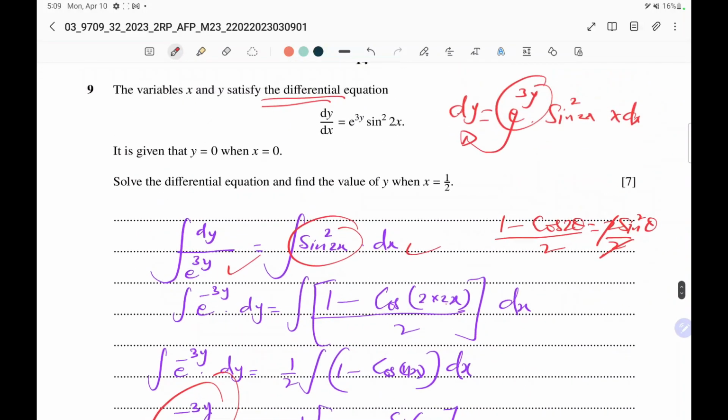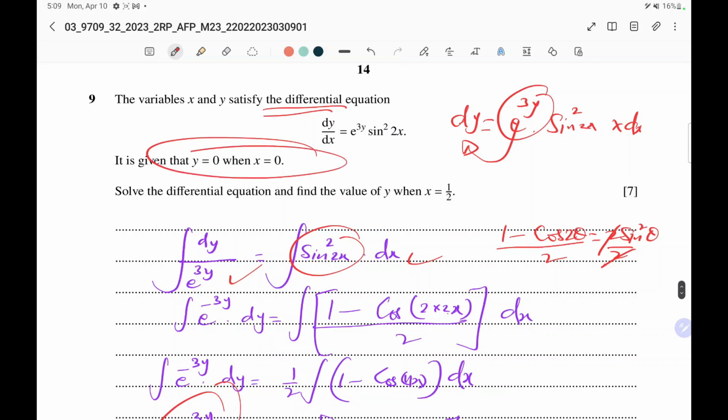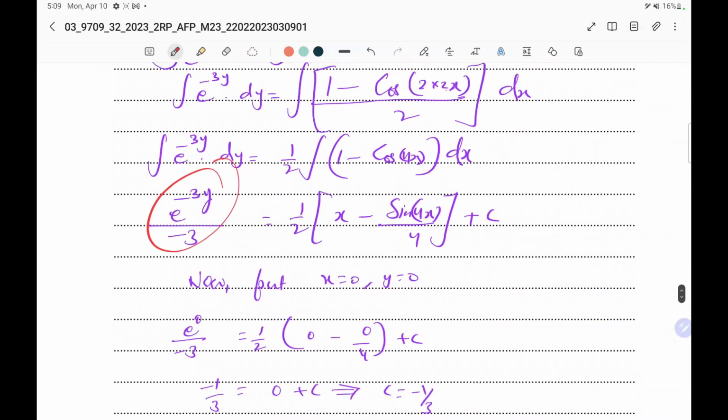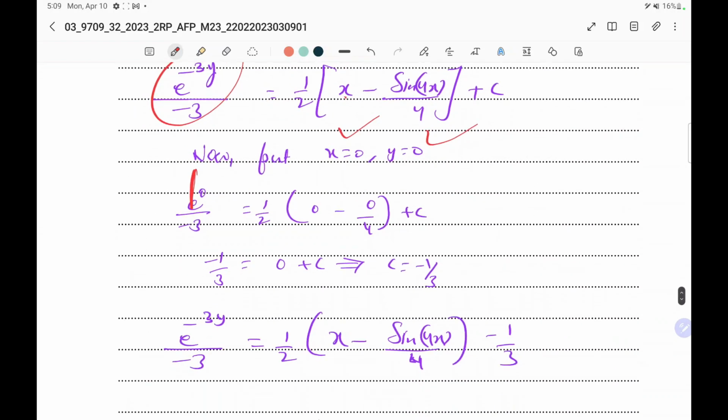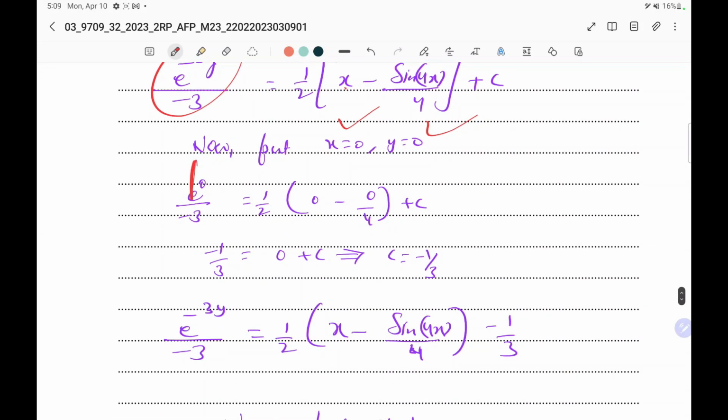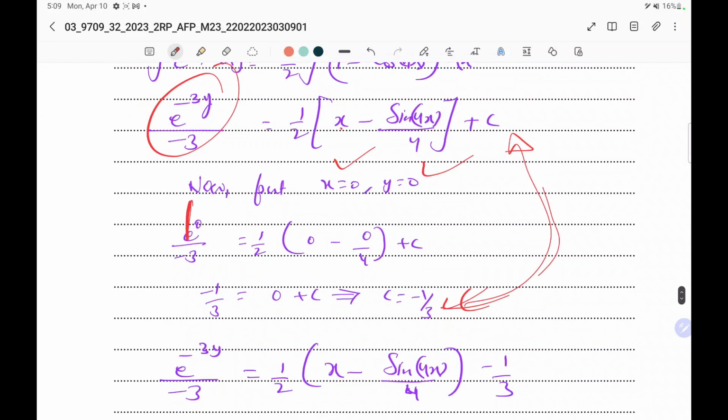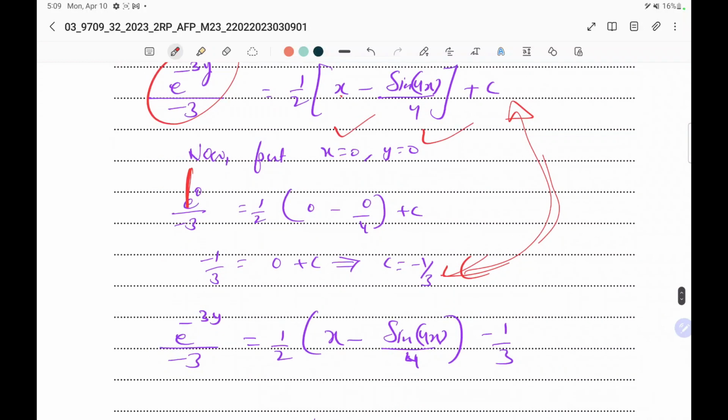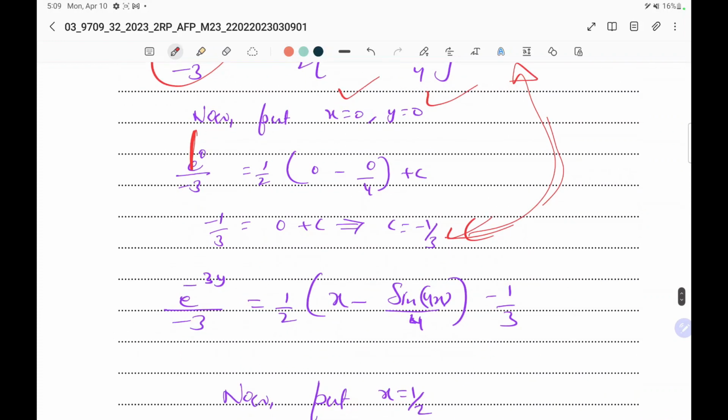Now your curve is passing through x0 y0, so put x0 y0. e to the power 0 is 1 basically, so 1 over minus 3, half of 0 minus 0, so basically this is minus 1 over 3 we will get. Just put the c value over there. So e to the power minus 3y over minus 3 equals half of x minus sine 4x over 4, and c is minus 1 over 3.